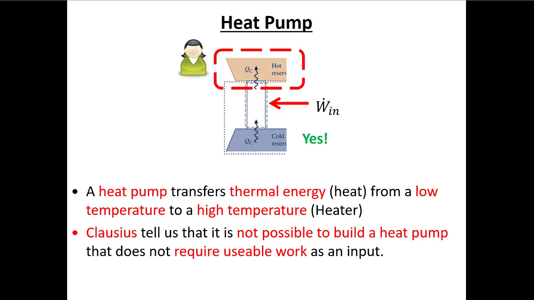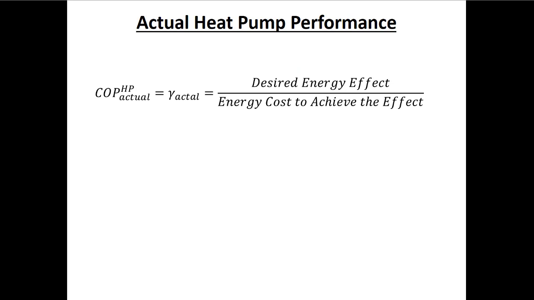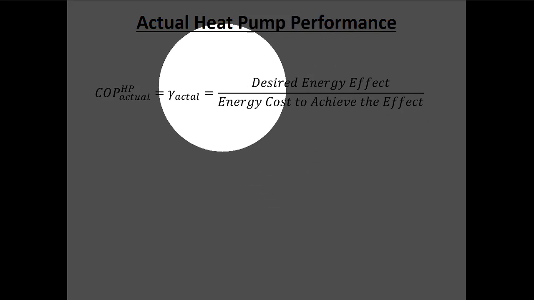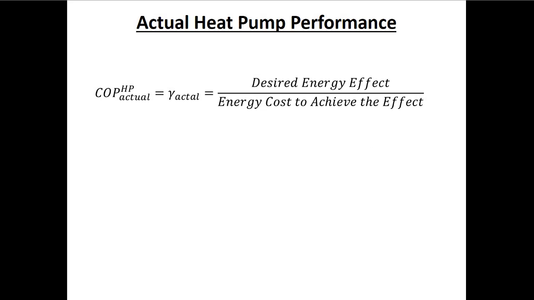The Clausius statement tells us that it's not possible to do this without adding power to the system. So we don't have something called a thermal efficiency for a heat pump, because when we do this, we get a value that's bigger than 1. And thermodynamics is not like sports. You can't get more than 100% if you're talking about an efficiency.